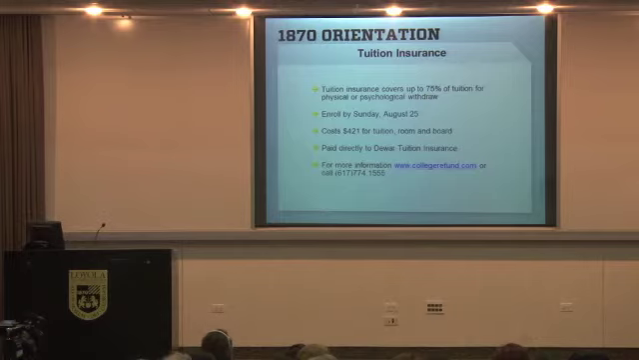Tuition insurance is just an option for you. This is a way of protecting yourself if something happens to you while you're at school. You have an accident, you get sick, and you have to withdraw from the university. You're still liable for the tuition, room, and board. And that's the last thing you want to be worried about at that time. This is a way of buying tuition insurance through DeWar Tuition Insurance Company. It's $421 for tuition, room, and board for the year, for both fall and spring.